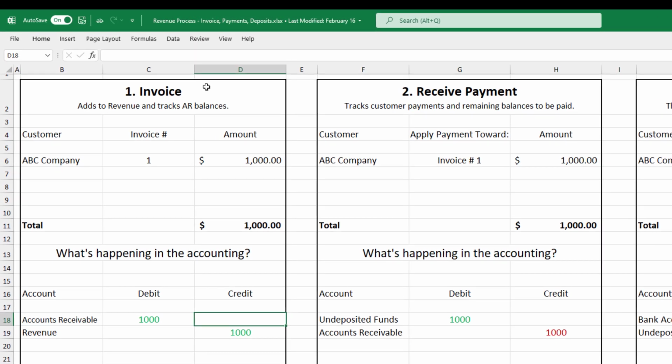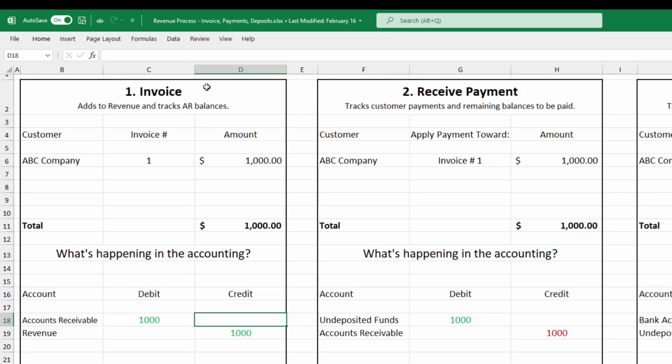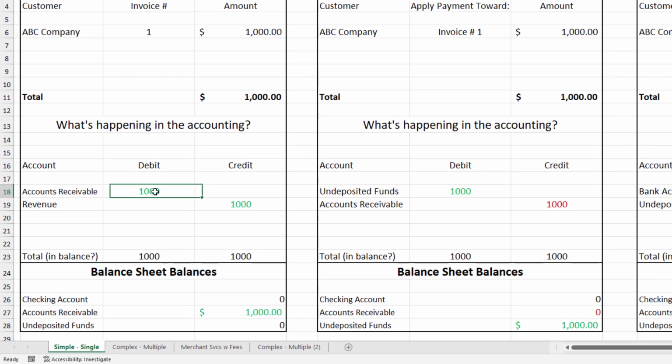All right, so step one is invoice. An invoice is when you perform services and then you invoice your customer. Right then, that's when the revenue is earned. So there's your revenue. We notice the green numbers down here. Both revenue is increasing and it's being tracked in accounts receivable. So both of those numbers are increasing.